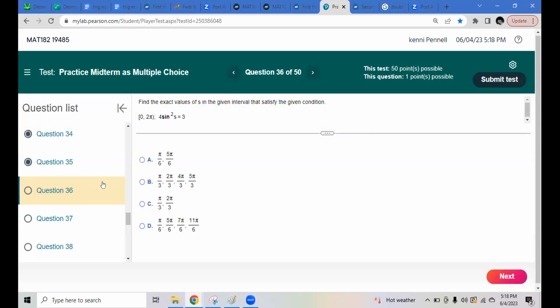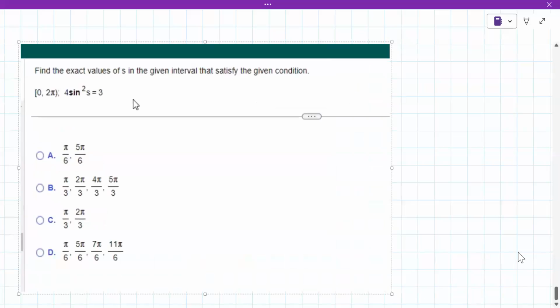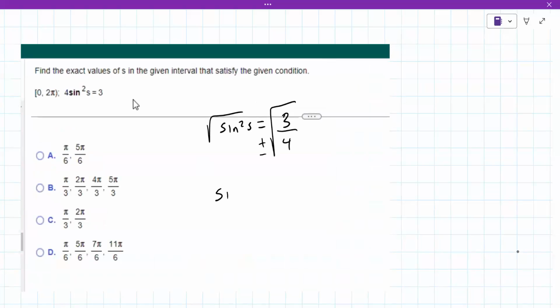Let's see. How do I do this one? Yeah, this one's pretty tough. You have to solve for sine squared s. And I can do that here. Okay, yeah, thanks. All right, so the start of this problem is you solve for sine squared s, which is 3 divided by 4. But then you take the square root of both sides, but it's plus or minus. So it's sine s equals plus or minus the square root of 3 over 4, over square root of 4. Did you get the 3/4 from the 4 and sine and the s equals 3? Yes.